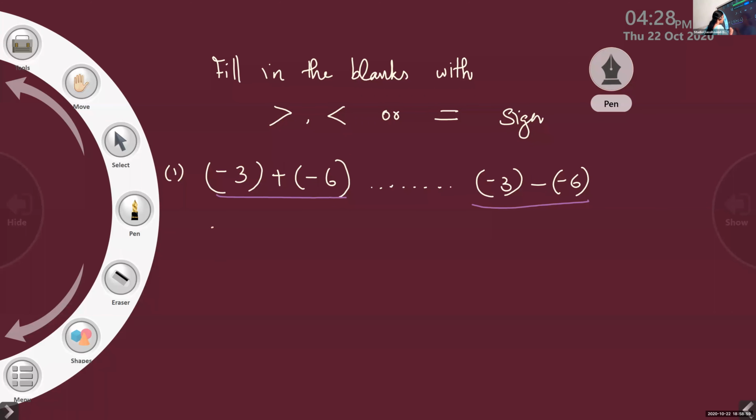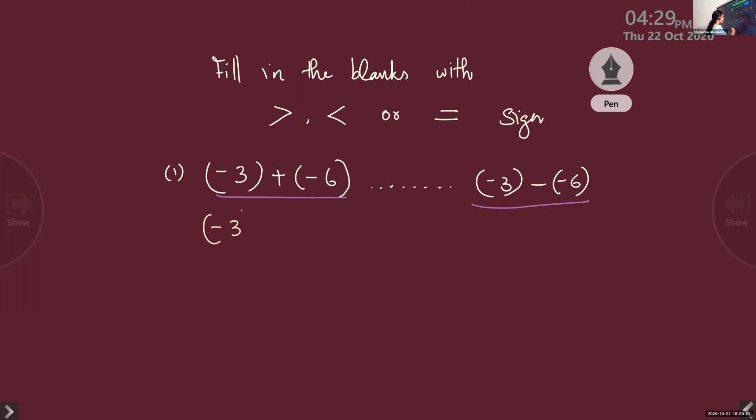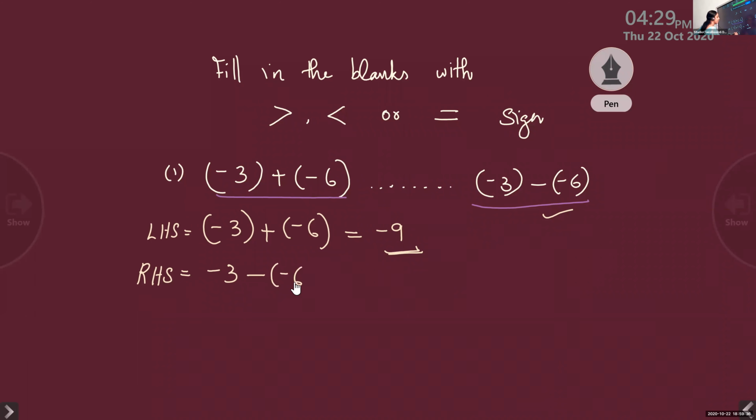First of all, you write the left side. That is negative 3 plus negative 6. You can write LHS. LHS means left hand side. The answer is negative 9, because it is addition. And that side is right hand side, RHS. Right side is negative 3 minus negative 6.